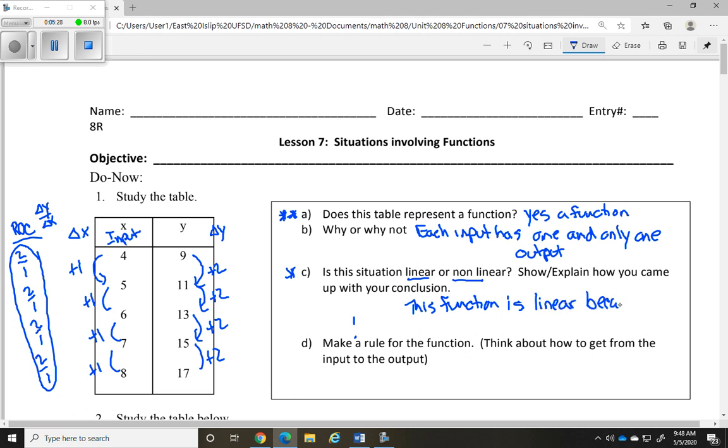Because the table shows a constant rate of change.